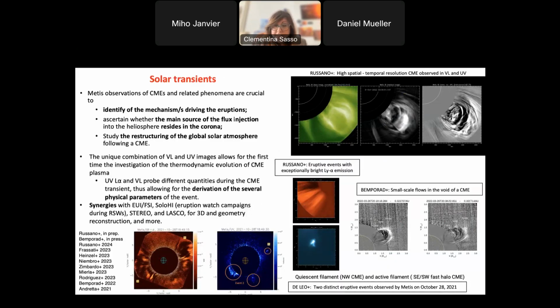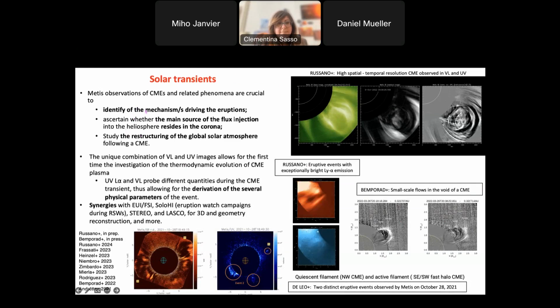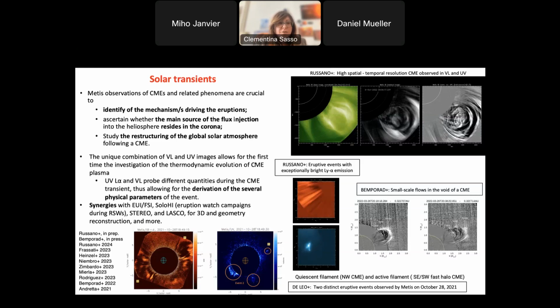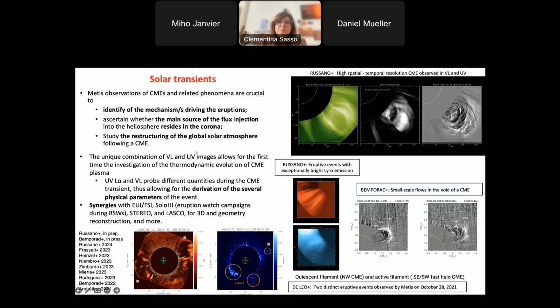Then we go to solar transients. We observed with high spatial and temporal resolution different CMEs and events in the corona, and so Metis is able to identify the mechanisms that are driving the eruptions. The main goals are to see the sources of the flux injection into the heliosphere, to check if they reside in the corona, and to study the restructuring of the global solar atmosphere after a CME.